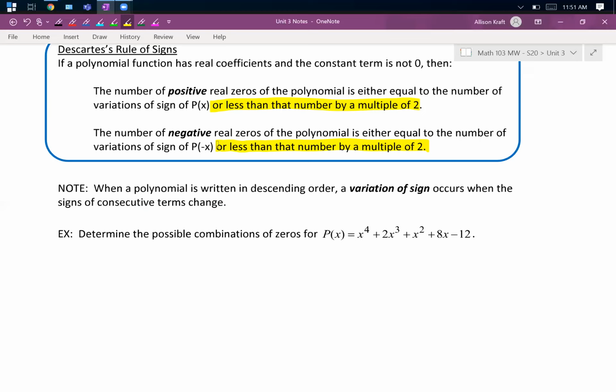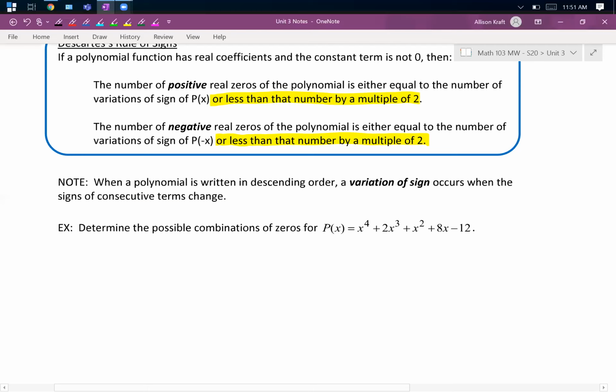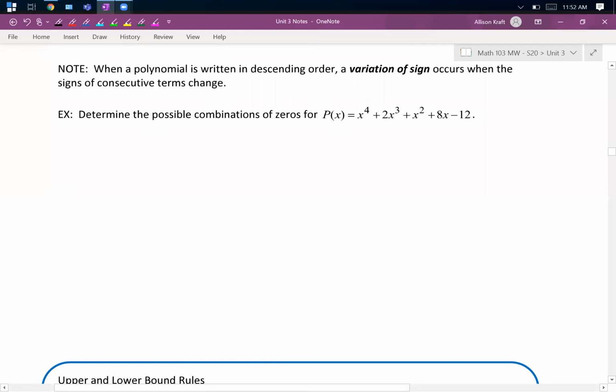In the first theorem of the day today, our complex zeros theorem, we saw that complex zeros always come in pairs, a plus bi and a minus bi. So we're going to be subtracting out the possibility of complex zeros. And since complex zeros always come in pairs, we're going to be subtracting by multiples of 2. So we want to determine the number of possible combinations of zeros for P of x equal to x to the 4th plus 2x to the 3rd plus x squared plus 8x minus 12.